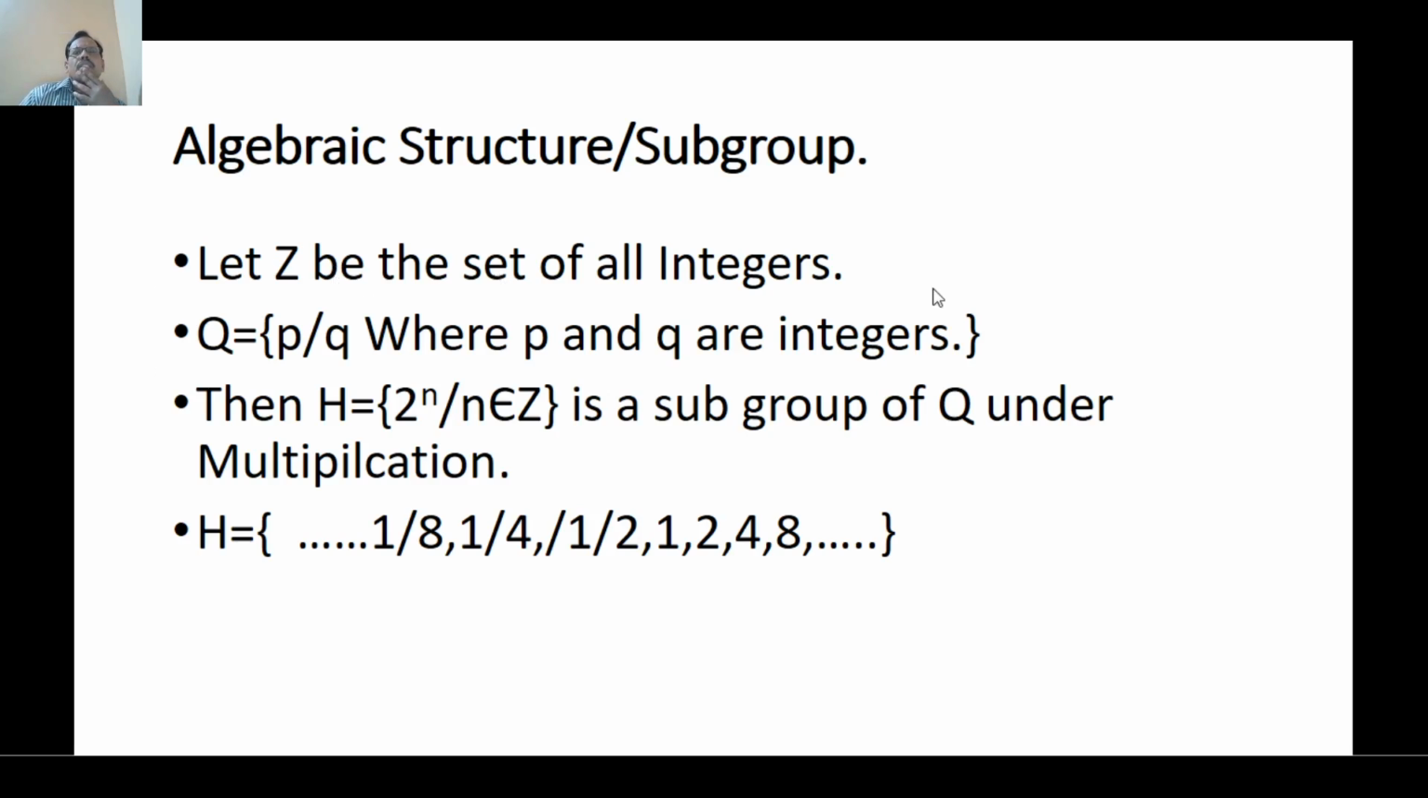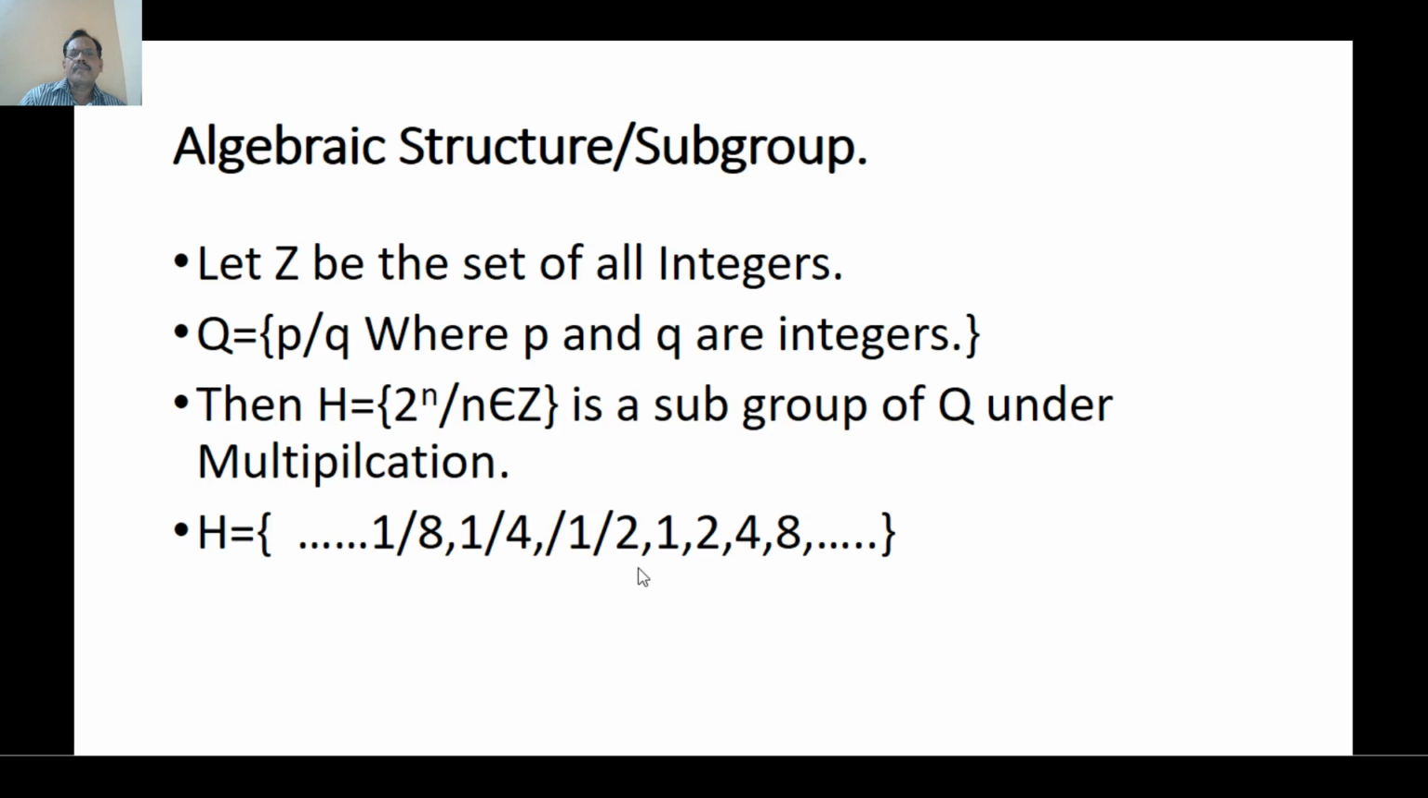Z, the set of all integers, is a group under addition, and Q, numbers of the form p/q where p and q are integers. Take Q minus 0, the set of all non-zero rationals, which is a group under multiplication. Then you take H as a subset equal to 2^n: 2^1, 2^2, 2^3, 2^-1, 2^-2, 2^-3, etc. So H is 1/8, 1/4, 1/2, 1, 2, 4 and so on.